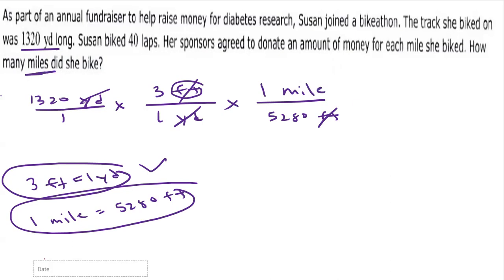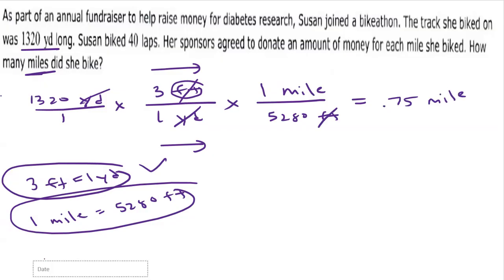I want miles. Then I just multiply everything. Remember, when we multiply fractions, we multiply everything on the top, and then we multiply everything on the bottom, and then we divide the two. When we do that, we get an answer of 0.75 miles. That's our answer there.